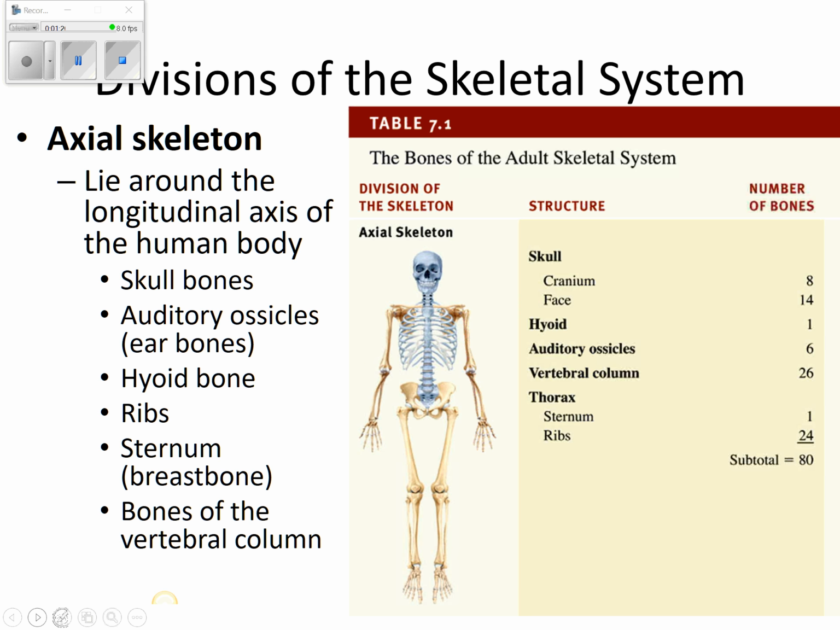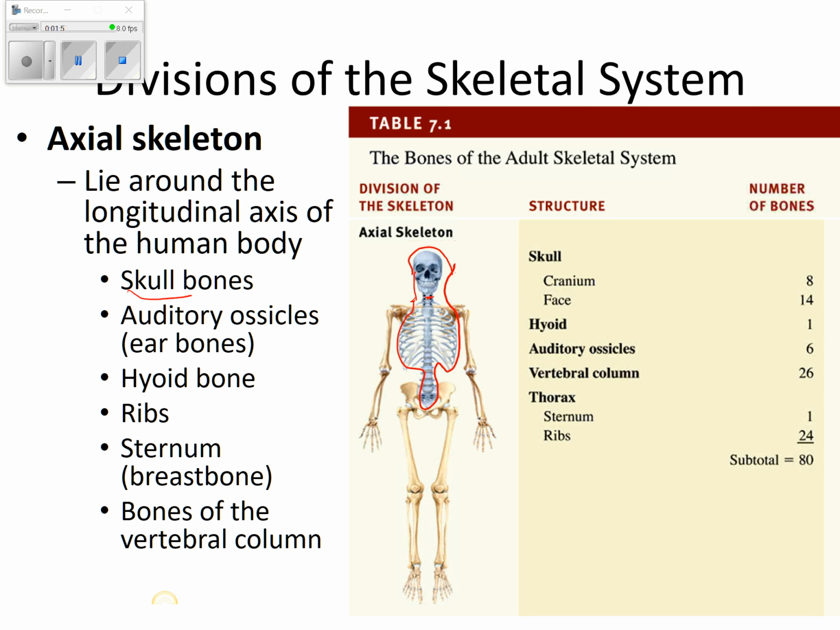So you have divisions of the skeletal system. We're still continuing on the PowerPoint slide. You have the axial skeleton. These are going to lie around the longitudinal axis of the human body. So this is going to be the skull bones. And if you look at the picture here, it's highlighted kind of in gray out the axial skeleton. The auditory ossicles, which are the ear bones in the ear. Your hyoid bone, which is of course through here. Also ribs, sternum, again the bones of the vertebral column. So you can see that this area here is going to be your axial skeleton.